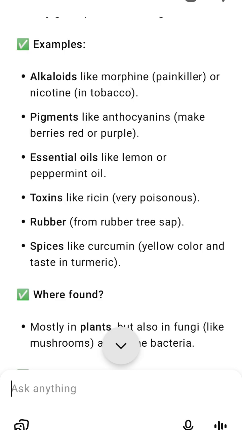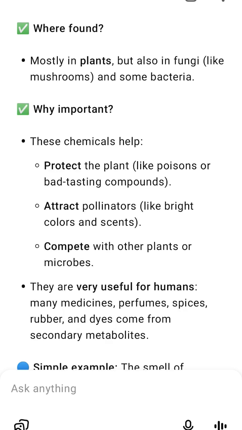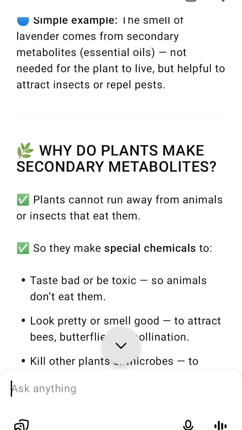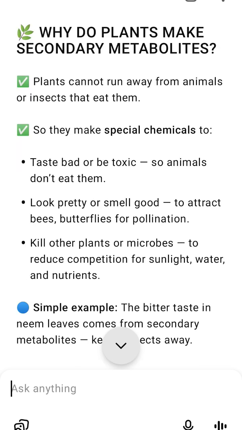Communication: send out scents to warn nearby plants of danger, e.g. being eaten by insects. 5. Why are secondary metabolites important for humans? Even though secondary metabolites aren't needed for the plant's basic survival, they are very important for us.